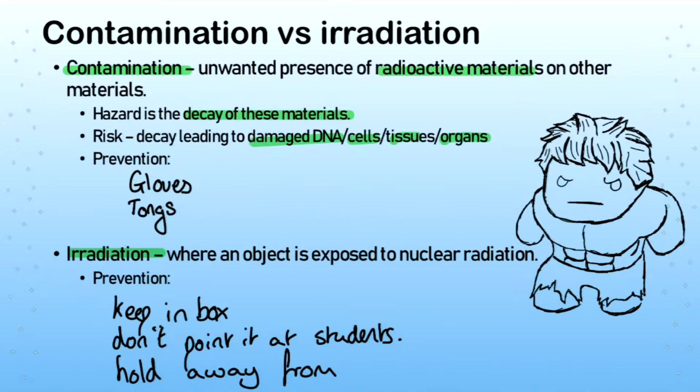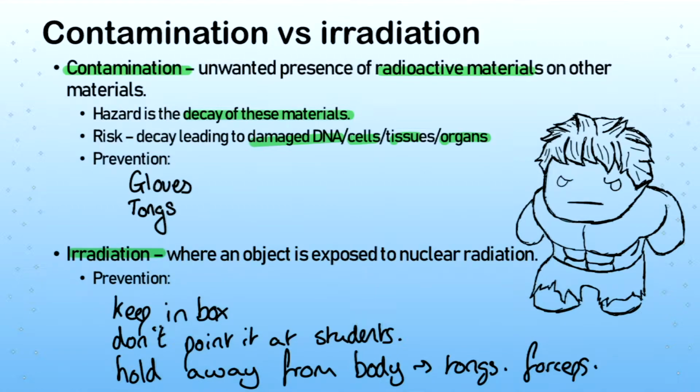For an alpha source, you're not going to be too worried, but for a beta source, it might cause a little bit more damage to you. Gamma source will certainly pass through you. So hold away from the body. You could use tongs, for example, here. You could use, or call them, forceps if you want to. Any of those are sensible. You could even go as far as saying wearing gloves and wearing goggles, safety glasses, again at this point.